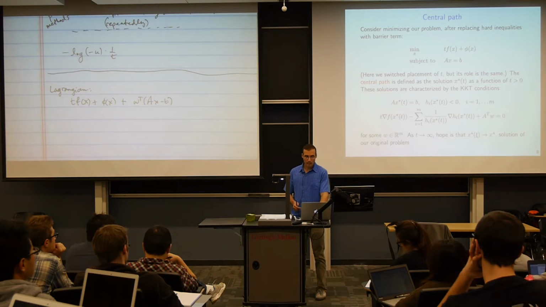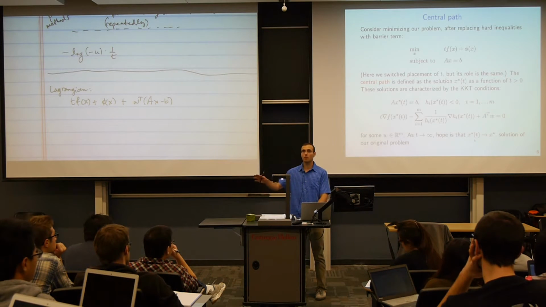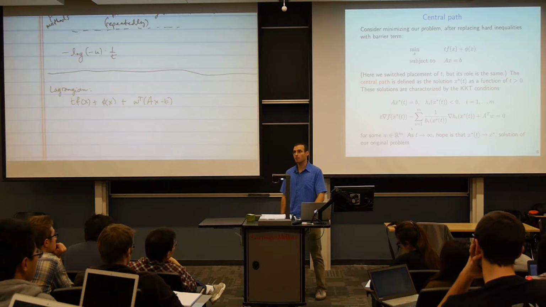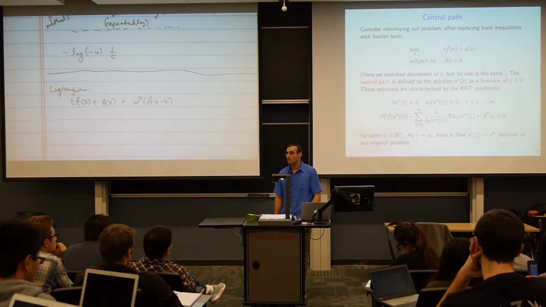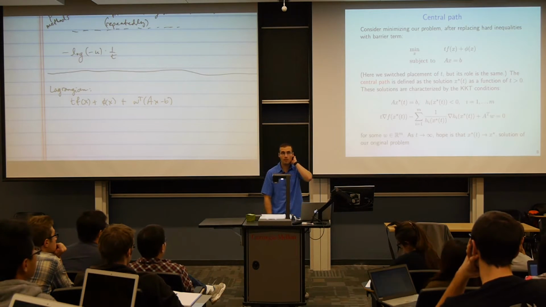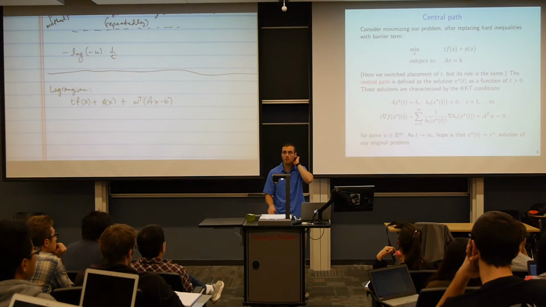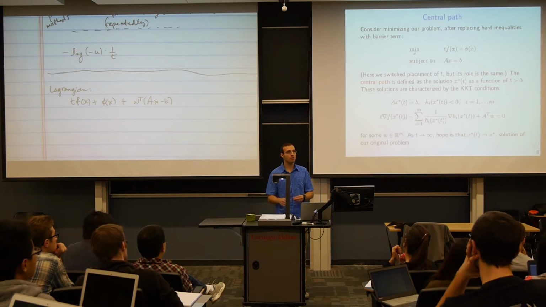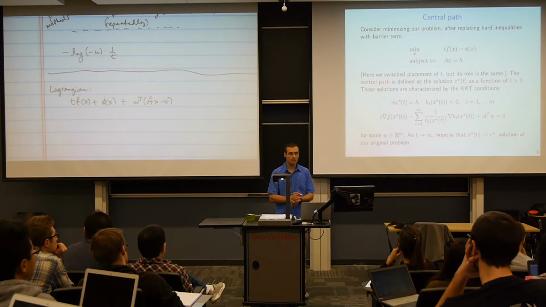And the hope is that as I drive t to infinity, as I make t larger and larger, the solutions that are characterized by these KKT conditions approach the solution to my original problem. Let's call it x star. That was at least the motivation, right? I multiplied the barrier function by 1 over t, and as I made t larger and larger, it approximated the indicator. So hopefully the solutions to this problem approach the solution to the original problem as I drive t to infinity.